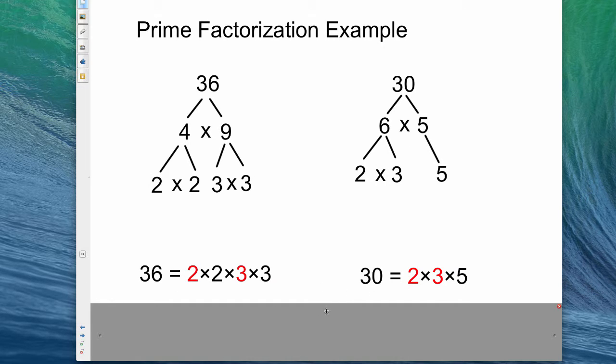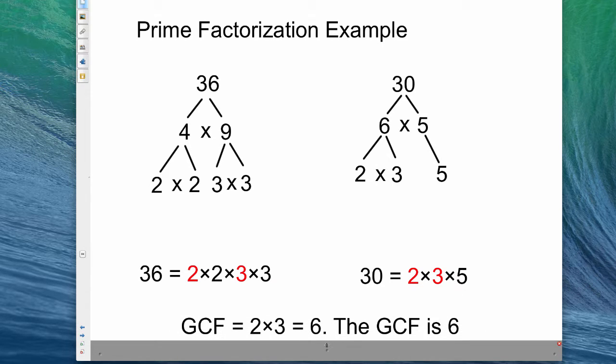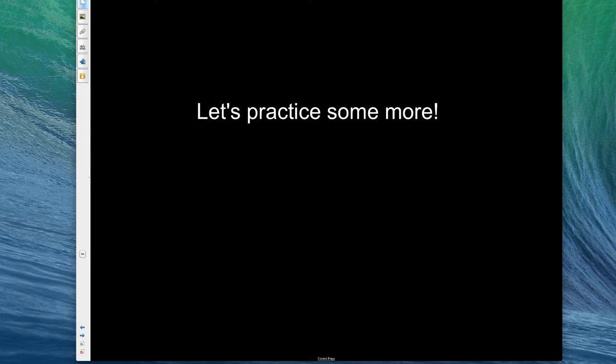The next step is to take those partners that I found and write them one time. I have a pair of 2's, so I write 2. I have a pair of 3's, so I write 3. And I multiply those together, which equals 6, which gives me a greatest common factor of 6 for 36 and 30. Now, let's go ahead and get some more practice.